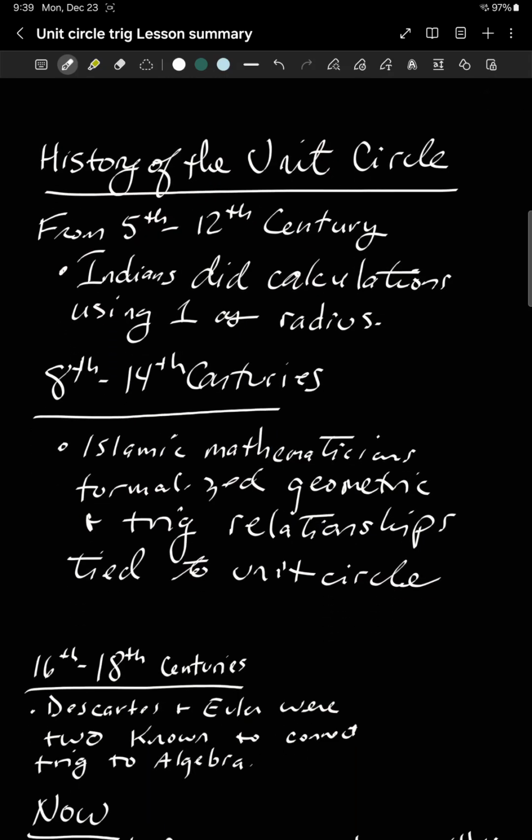Okay, so we're going to talk about the unit circle and trigonometry. I want to start with a quick brief history. Understanding why we do stuff is pretty important. We can trace back some of the unit circle to the 5th through the 12th century, where mathematicians from India were using 1 as a radius for a lot of the calculations.